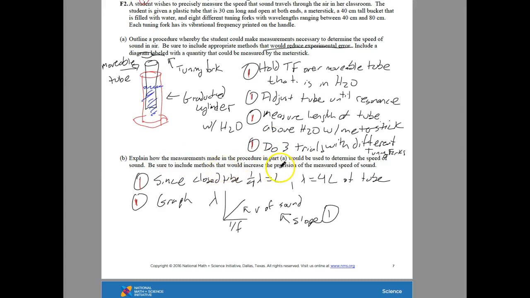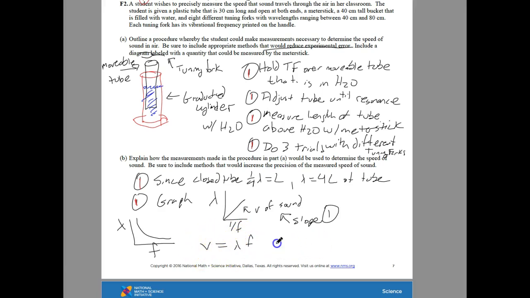Explain how the measurements could be used to find the speed of sound. So since the closed tube is 1/4 of a wavelength, the length of the tube is 1/4 of a wavelength. One wavelength is 4 times the length of the tube. In order to get the graph so that we can find the speed of sound, we have to graph the wavelength versus 1 over frequency, and here's why. If you were to just graph wavelength times frequency, you're going to get a hyperbolic curve. Why is that? Because remember, wavelength times frequency, when they're next to each other, when frequency goes up, wavelength has to go down for the same speed of sound.